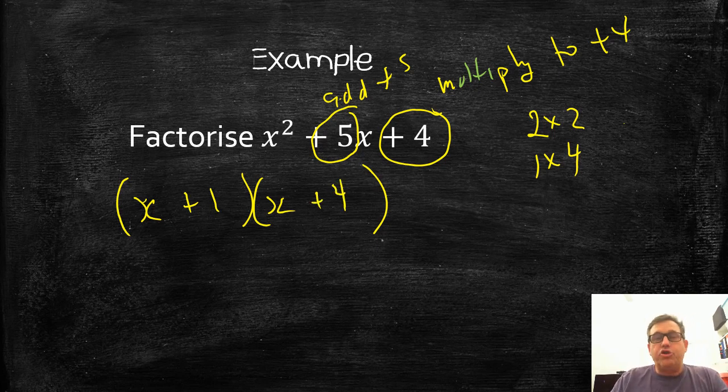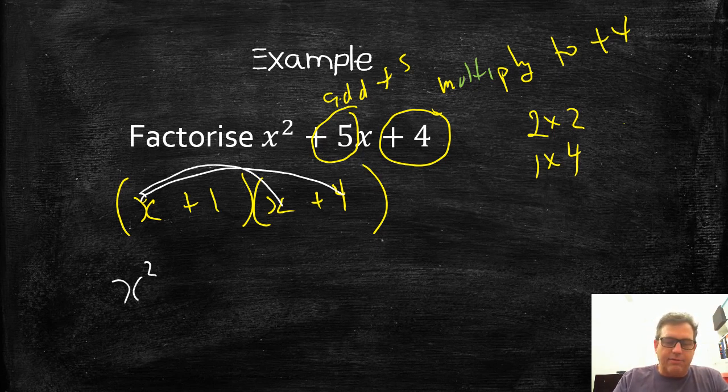So again, we want to check. Have we got it right? x times x is x squared. x times 4 is 4x. 1 times x is x. And 1 times 4 is 4.